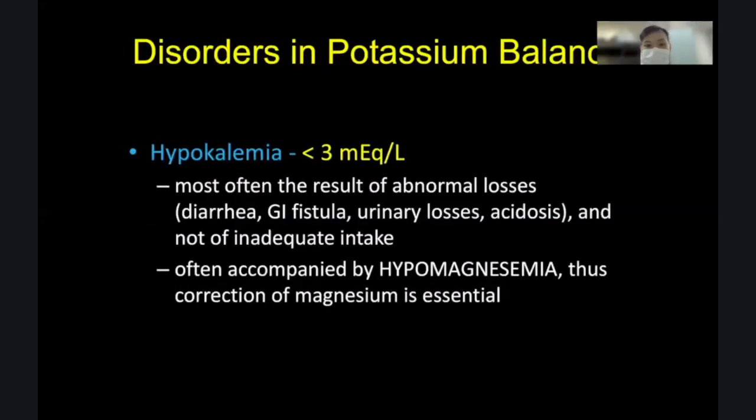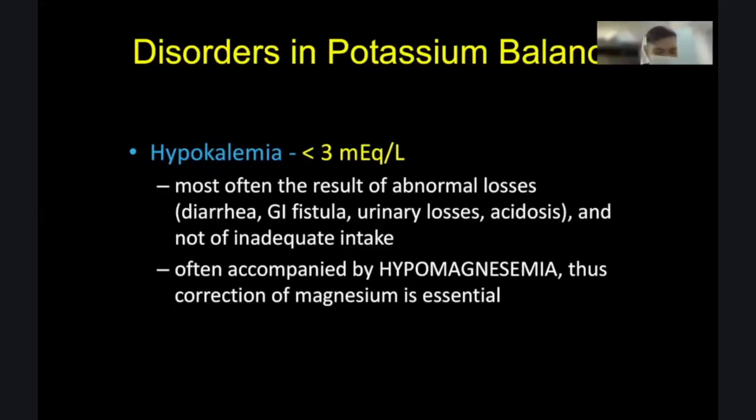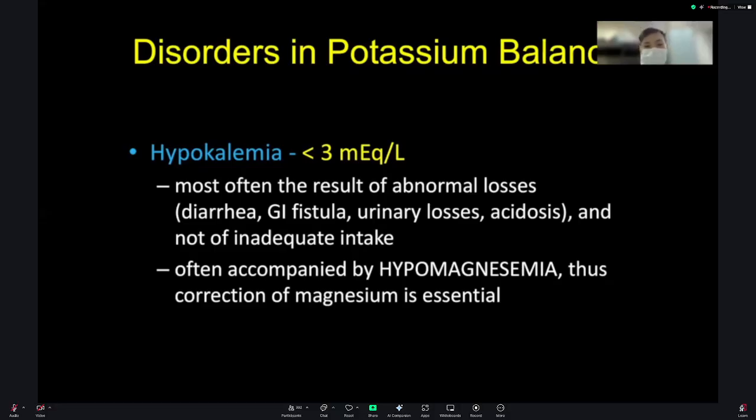So now we go to disorders in potassium balance. Okay? So by definition, hypokalemia is having, okay, less than 3 mg per liter of serum potassium. Most often the result of abnormal losses. Okay? So again, we go back to the previous slides wherein there is a table showing the amount of electrolytes lost per body effluent and the volume of that body effluent loss. Okay? This is often accompanied by hypomagnesemia, thus correction of magnesium is essential.